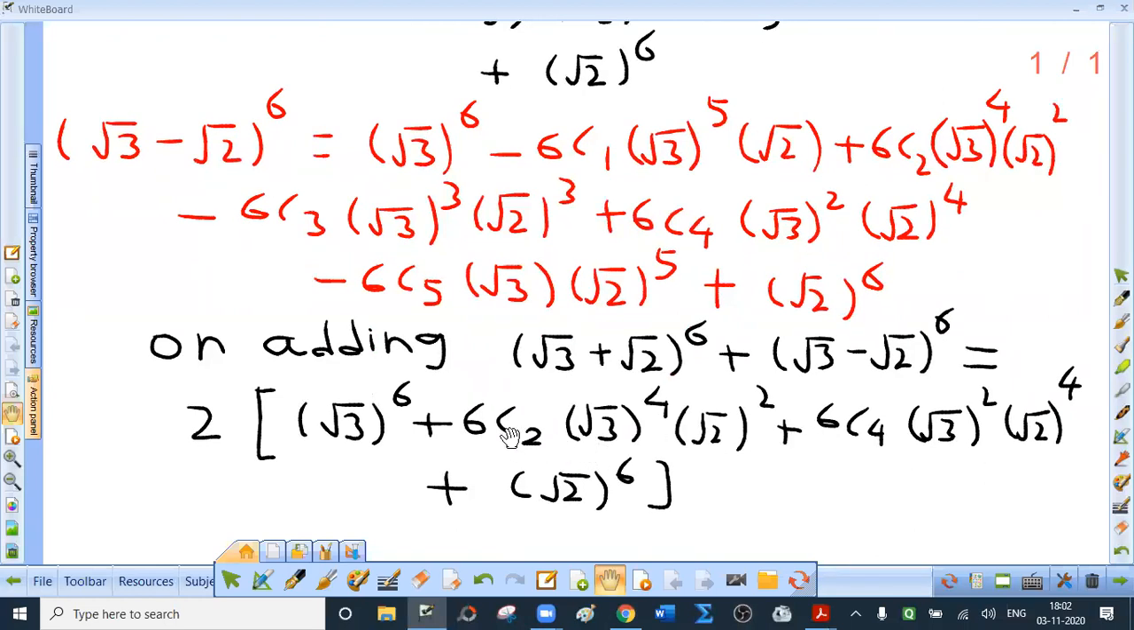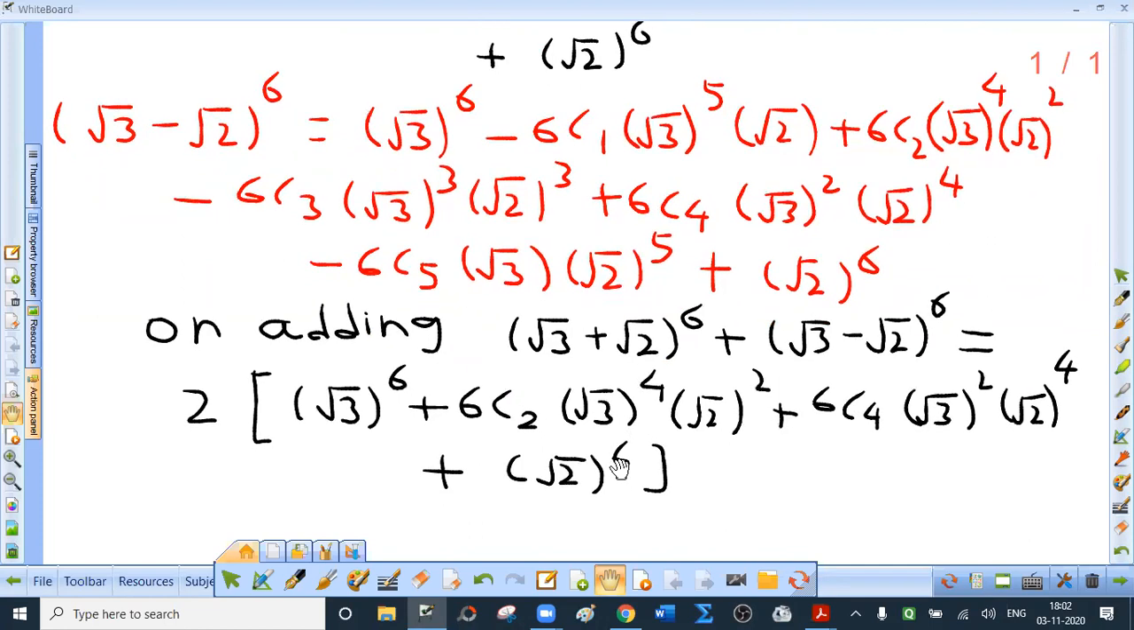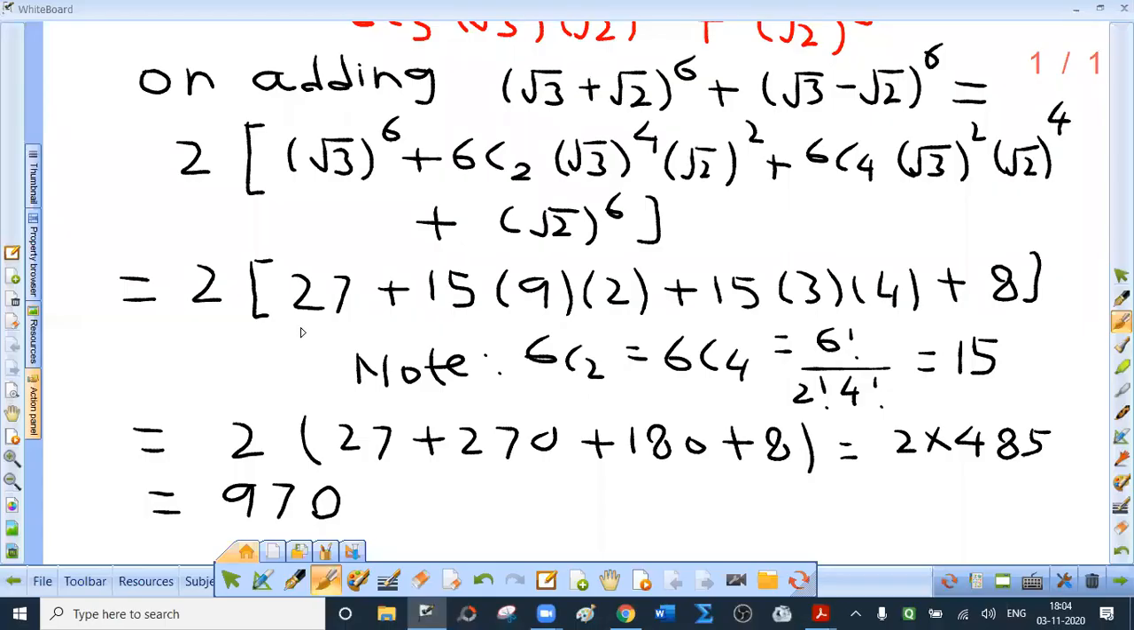Now find out 6C2, which is same as 6C4. What is 6C2? 6 factorial upon 4 factorial into 2 factorial. So 15, same as 6C4. Okay, substitute the values and simplify. Actually, you should get 970, which is nothing but right hand side. So this is 2 into 27 plus 270 plus 180 plus 8. That is 2 into 485, which is nothing but 970. Hence the result.